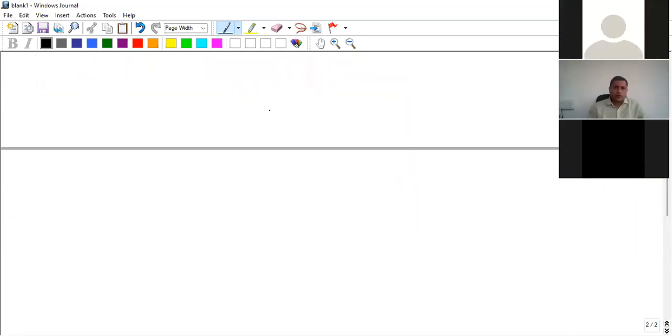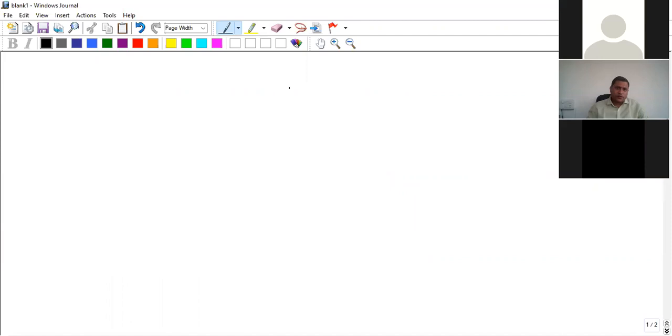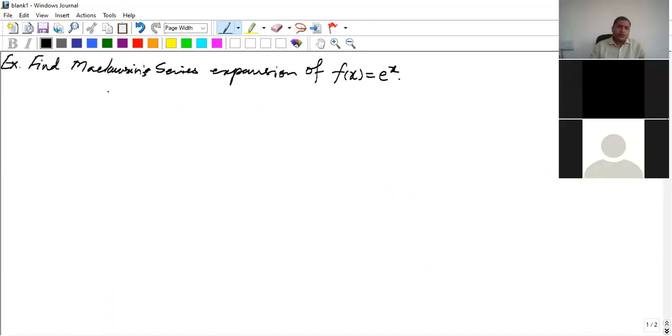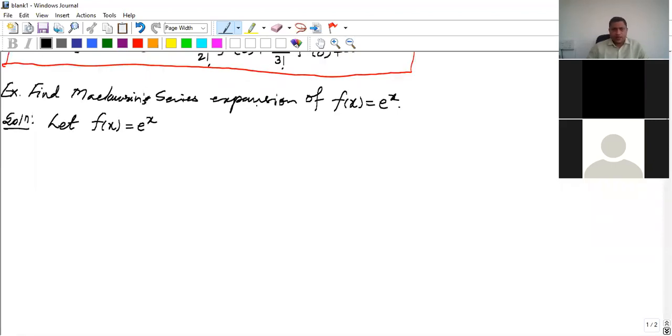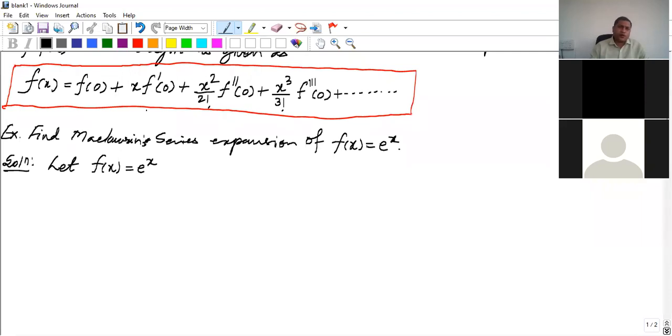Okay, so let us try to find the expansion for this function. So we go with the solution. Let f of x is equal to e raised to x. What we have to find is the value of f at 0. So the value of the function at origin: if I put x is equal to 0, what will I get? 1. Yes, 1. So easy, correct?